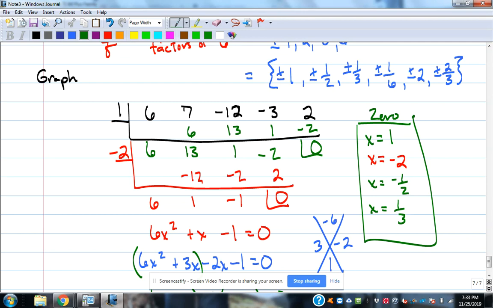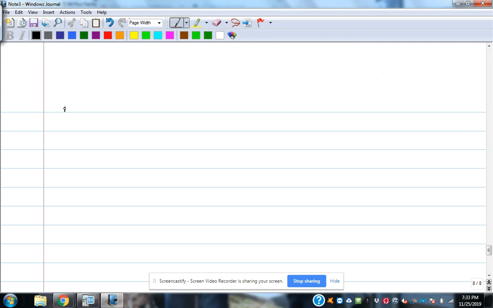Let's look at this one. G of x. Let's change the name of the function, x cubed plus 5x squared plus 2x minus 8. How many answers should I get when I get done with this? 3. How do I know that? The first x, the highest exponent is 3. That means I get 3 answers.